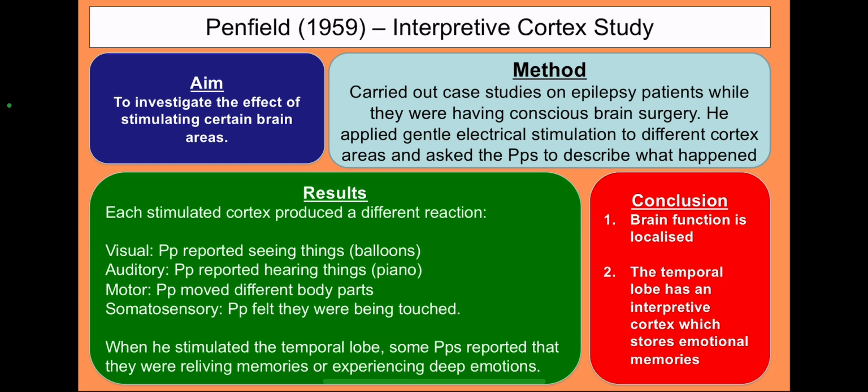Basically, in conclusion, he confirmed two things. One, that brain function is localized, as we expected, and two, that in the temporal lobe there is an interpretive cortex where we seem to store really deep emotional memories and emotional feelings.